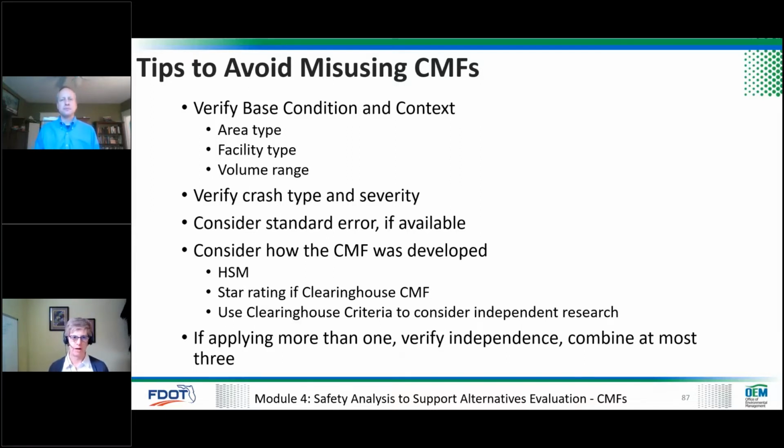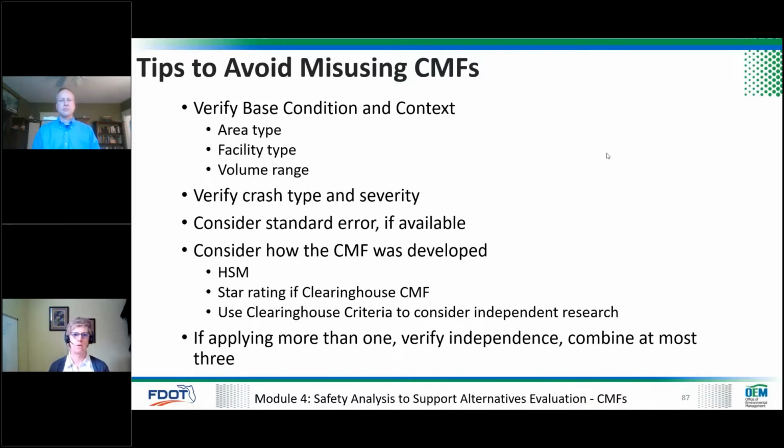If there's a standard error available, look at that. Sometimes the standard error is big enough that it might show that the CMF could increase crashes. Then what do you do? Take a look at how the CMF was developed, the star rating if it's available, or the HSM. And these are things to document as well. And then think about independence. If they are independent, feel free to combine, but combine at most 3.